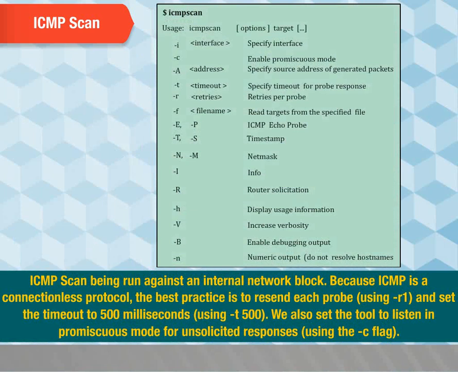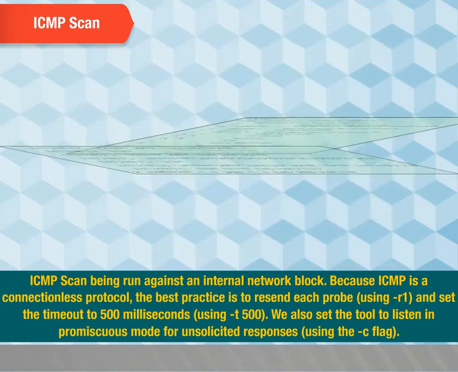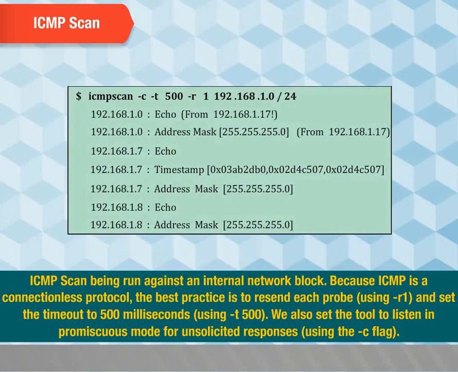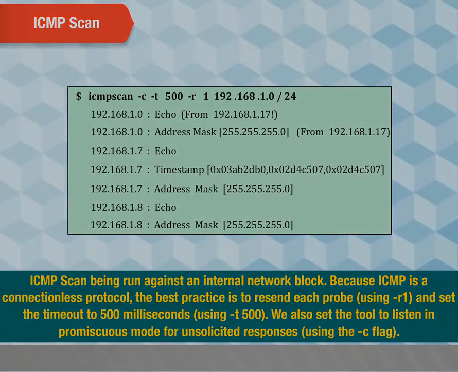ICMP scan being run against an internal network block. Because ICMP is a connectionless protocol, the best practice is to resend each probe using -R1 and set the timeout to 500 milliseconds using -T500. We can also set the tool to listen in promiscuous mode for unsolicited responses using the -C flag.